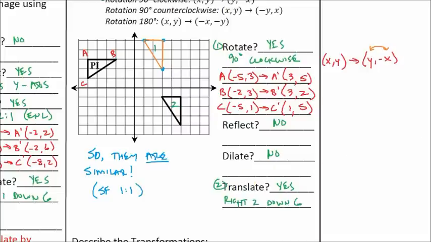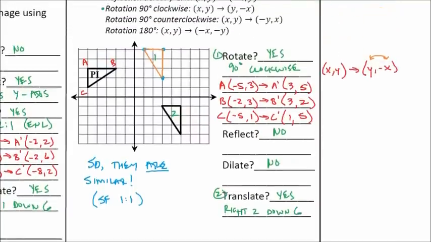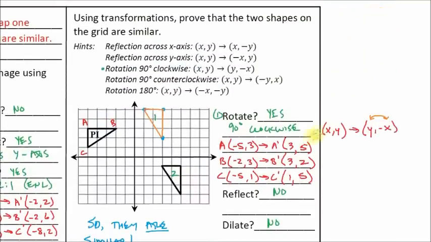And then if you want to describe your transformations, here they are. We had to rotate 90 degrees clockwise. There was our transformation notation. And then we had to translate right 2 and down 6. And here is our transformation notation for that. (x, y) becomes (x plus 2, y minus 6). So here is our third and final way of using transformations to prove whether two shapes are similar or not. This takes some practice. I'll get you some worksheets in class with some practice so you can get some ideas as to how to accomplish this.